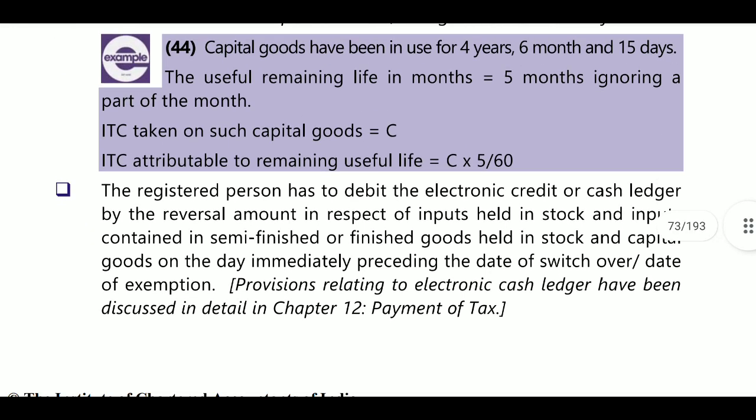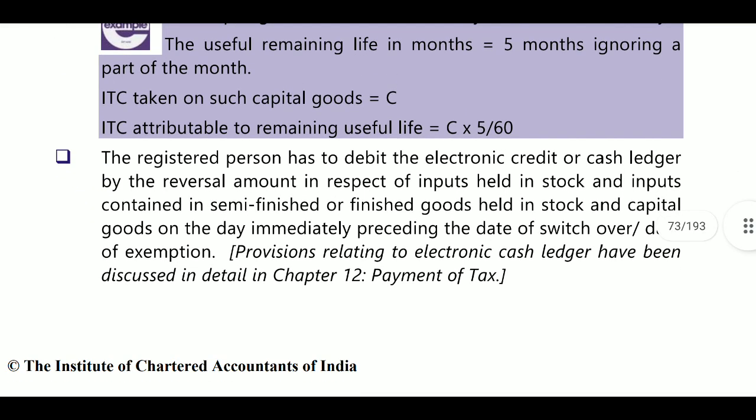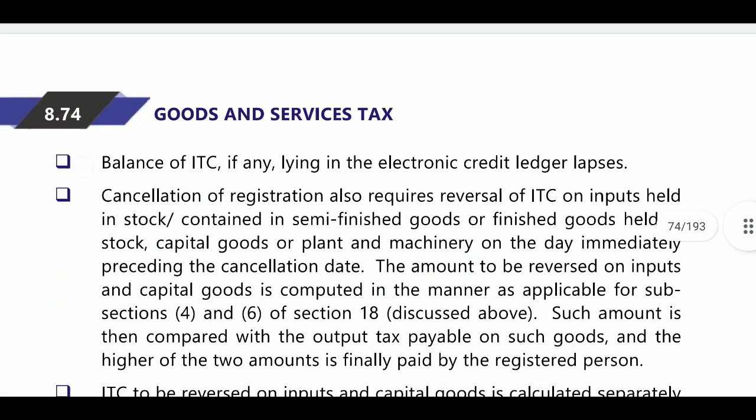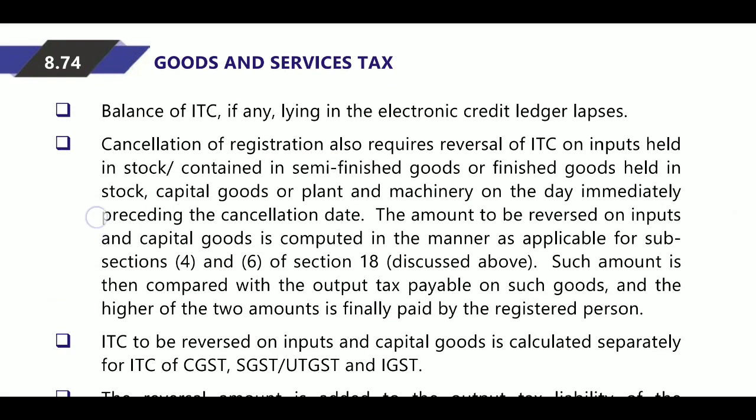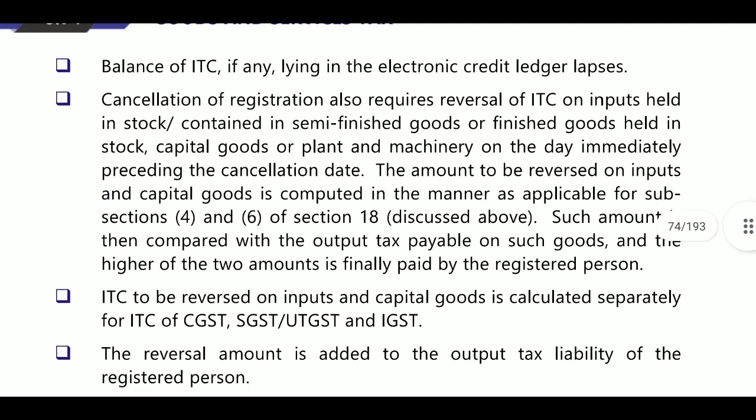Next, the registered person has to debit the electronic credit ledger or cash ledger by the reversal amount in respect of such amount that is related to inputs held in stock or finished goods immediately preceding the date of exemption. It will be debited as such amount which is required, and the balance ITC lying in the electronic credit ledger will lapse.